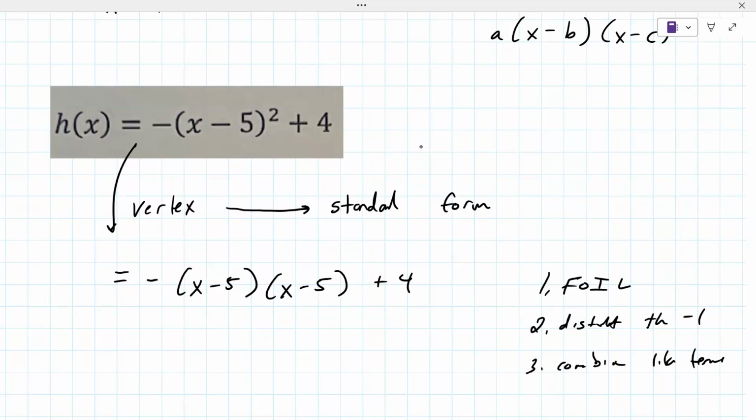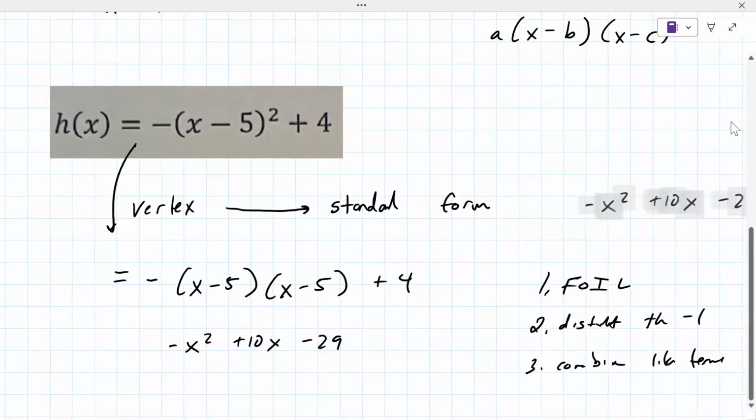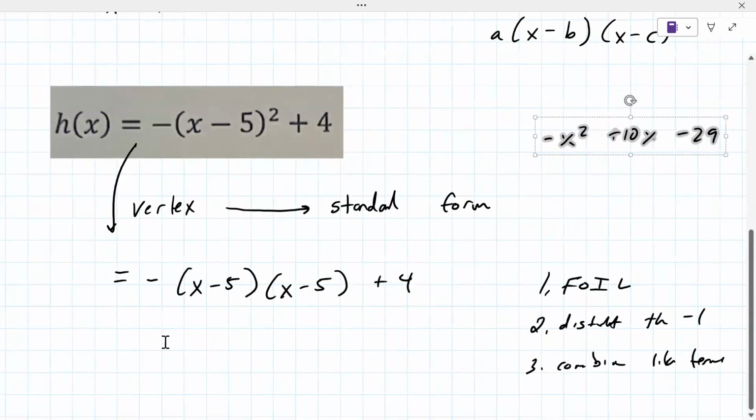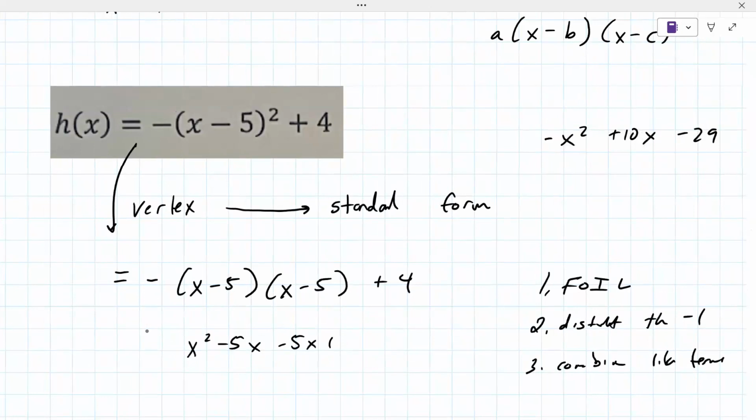I got negative x squared plus 10x minus 29. Like this? Does that look right to you? Yeah. Okay. There is a small sign error. So let's just put this off to the side here. Should have gotten, when you FOIL'd, x squared minus 5x plus 25. I'm guessing that might have been the sign error. You have to negate everything.